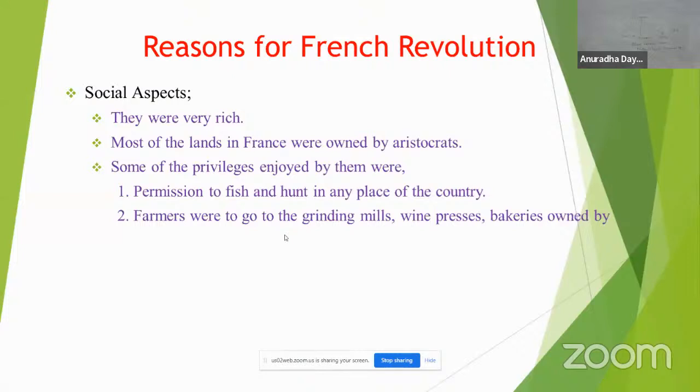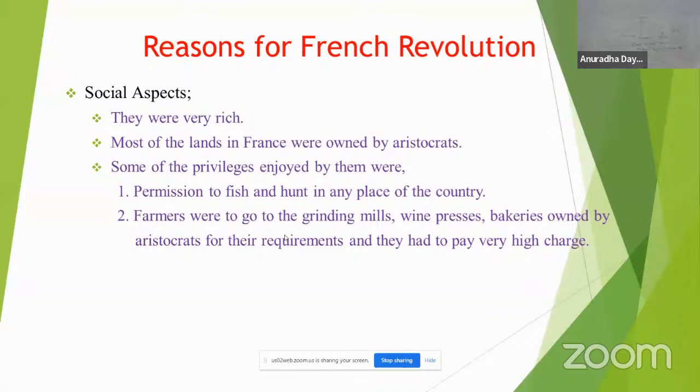And farmers had to go to the grinding mills, wine presses, and bakeries owned by the aristocrats. Normally farmers are growing grains. Grains should be taken to the grinding mill and cleaned, and grinding mills are owned by the aristocrats. Wine presses are used to make wine, but the wine presses are owned by the aristocrats. For bakeries, the common people had to go to the baker to make bread, one of their main food items. Bakeries were owned by the aristocrats.